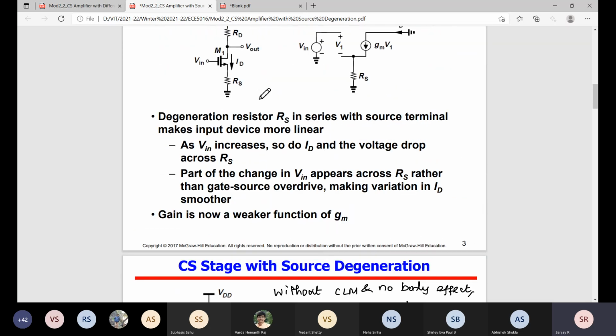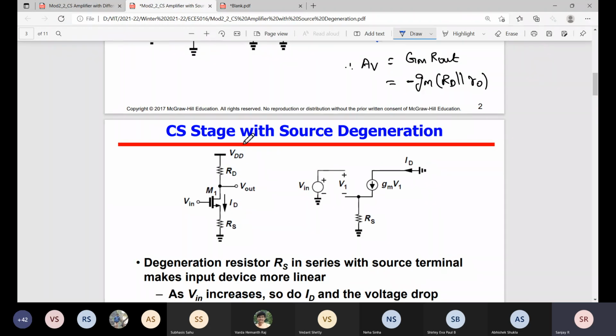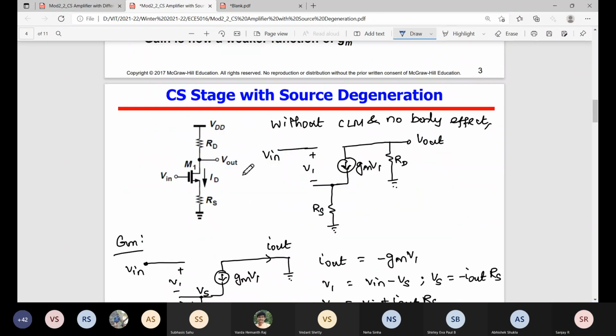Okay, so before going to it, now for the common source amplifier with source degeneration, how to derive the gain. First we'll represent the small signal model without channel length modulation and without body effect. First we'll assume this and simply derive the gain. So this is the small signal model. Now we will derive the gain using the general expression Gm into Rout. First we will find Gm.